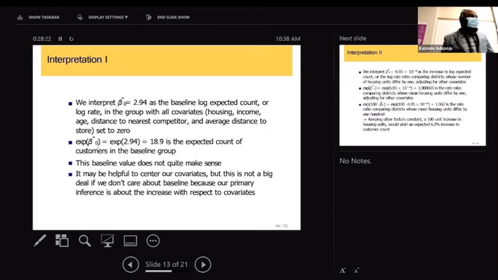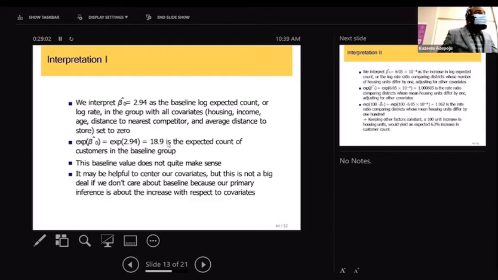You remember in the logistic regression model, when you have the log odds estimate and you want to move to the odds ratio, what are you going to do? You're going to do the exponentiation, right? That's the same thing I'm doing here. If I want to go from the log expected count to the expected count, I do the exponentiation, which is exactly what I've done. What am I trying to say now? The exponential raised to the power beta naught, which gives us 18.9, is the expected count of customers in the baseline group. That is the expected number of customers in the baseline group, but that doesn't make sense.